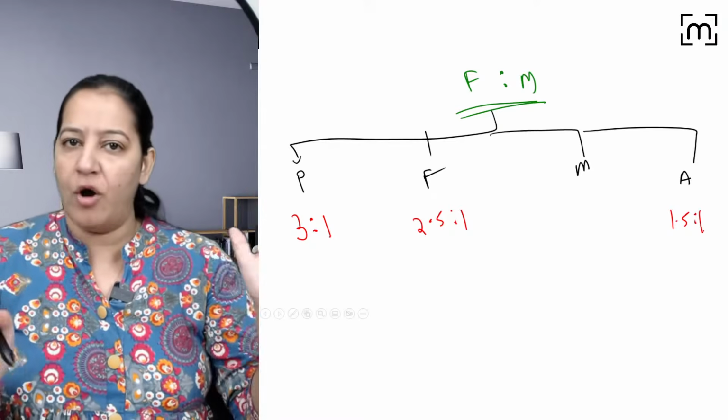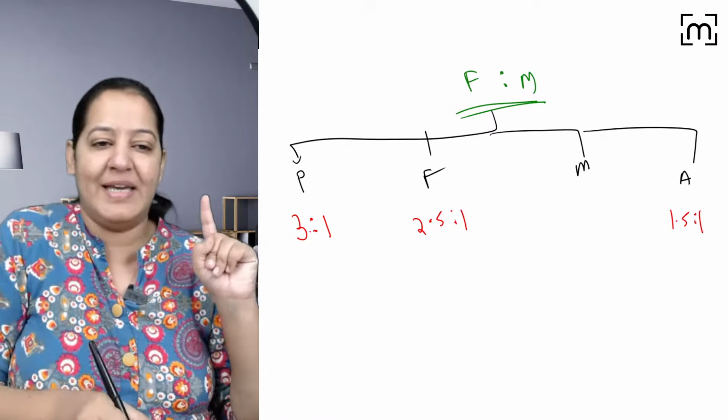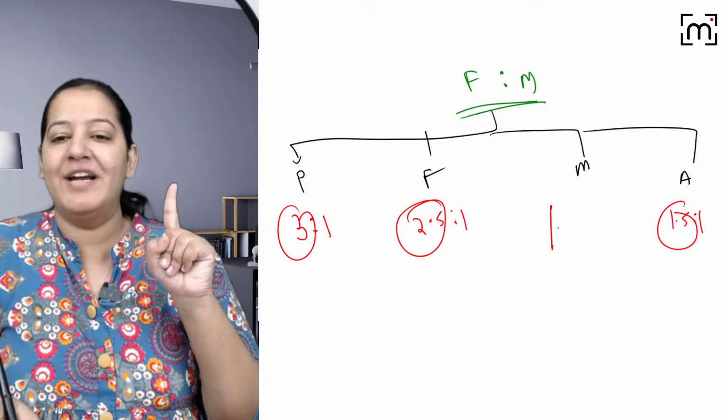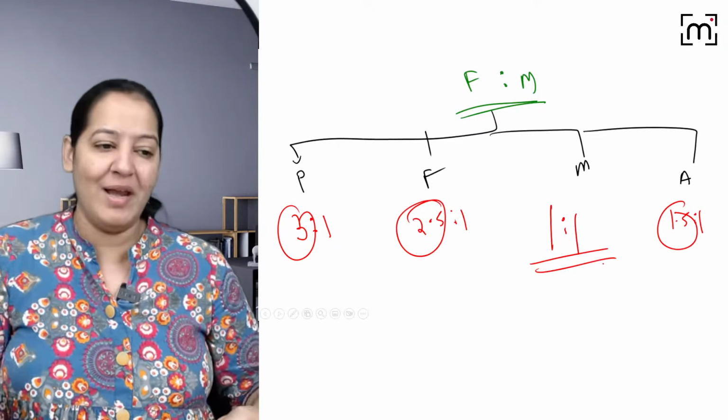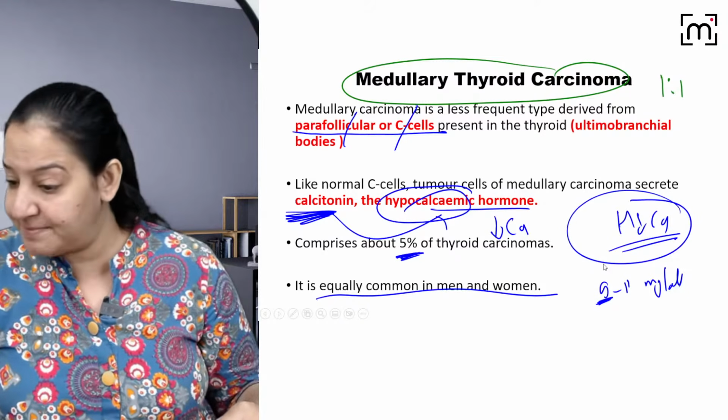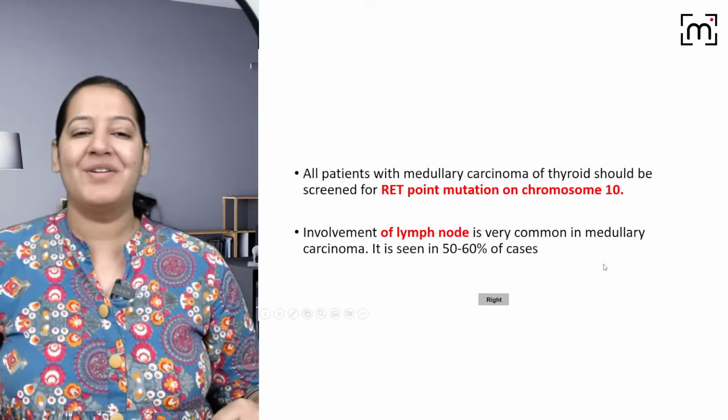So basically, all of them are more common in females. You can see it's 3 times, 2.5 times, 1.5 times. But in medullary, it's 1:1. So it is equal in male and female. Yes, Gajanan, absolutely right. So can we move ahead?